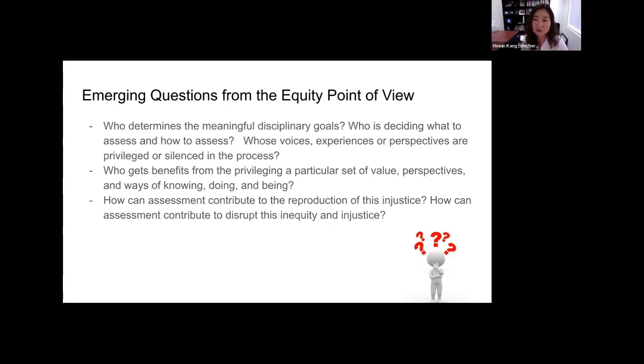Then what does it mean to privilege these white ways of doing and learning science at school? Who benefits from it? And how can assessment contribute to either reproducing or disrupting this inequity and injustice? So we think that interrogating our views on learning is critically important to figure out how we can bring equity in classroom assessment.